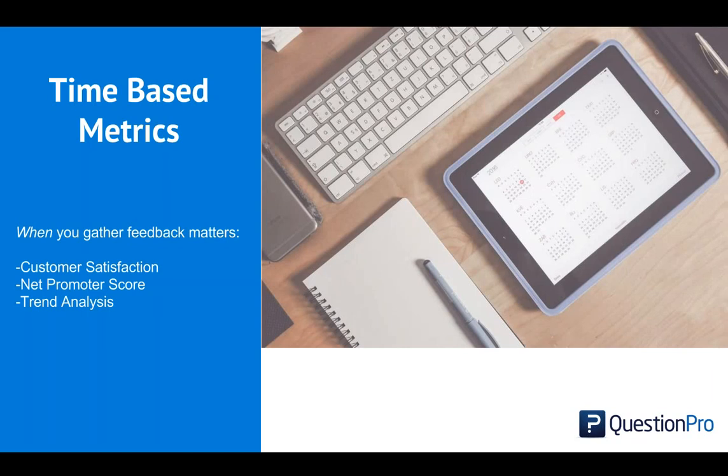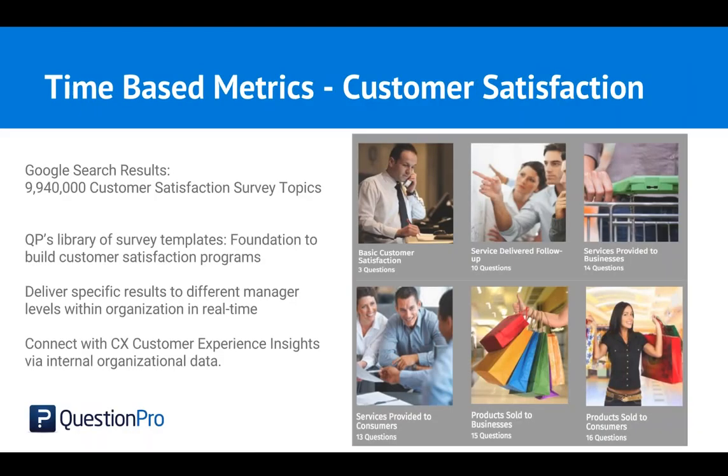So the next piece is time metrics. All the information that you get with the demographics and the profiling and the location is great, but it's even more powerful if you can track how well you're doing over time. And so what we say is, when you gather feedback matters. The areas that are using time-based metrics the most in QuestionPro, as well as out in the real world, are customer satisfaction, net promoter scores, and any kind of trend analysis that you're doing. So that's included in there.